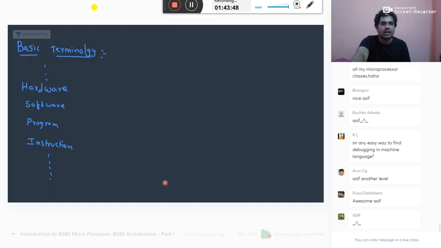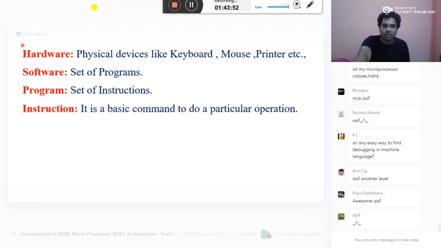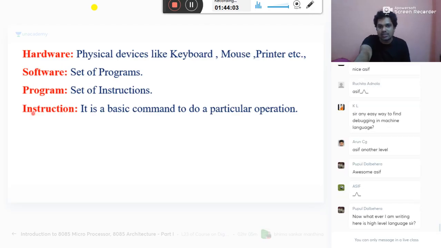Okay, now let's come back here. So these are the basic terminologies we have discussed. Hardware is what you can touch and feel. Software is a set of programs. Program is a set of instructions. Then what is instruction? So program contains instruction. Instruction contains a basic command to do the job for your computer.